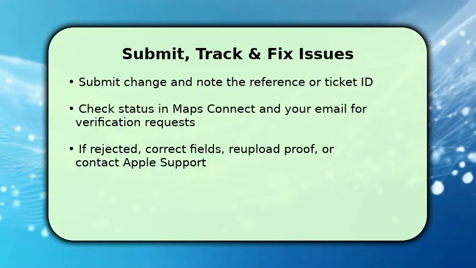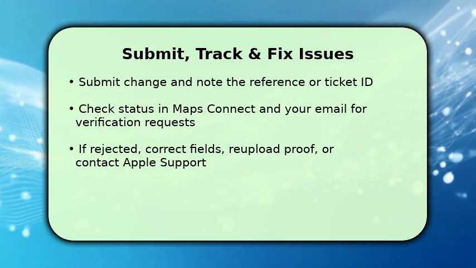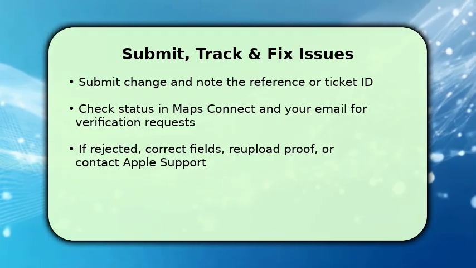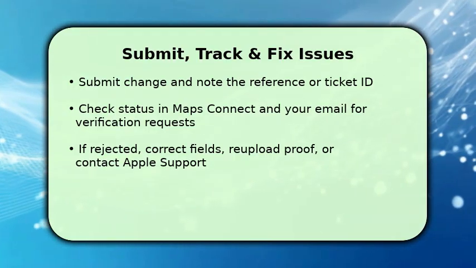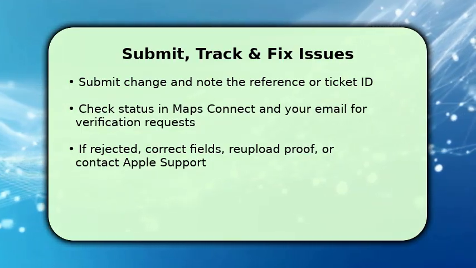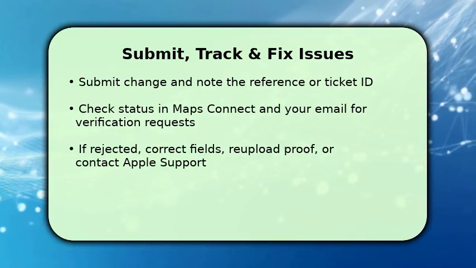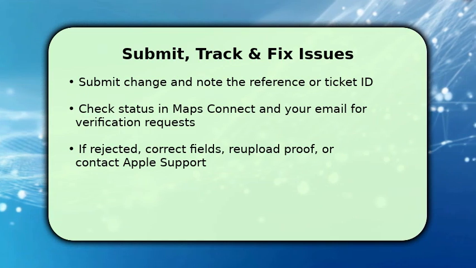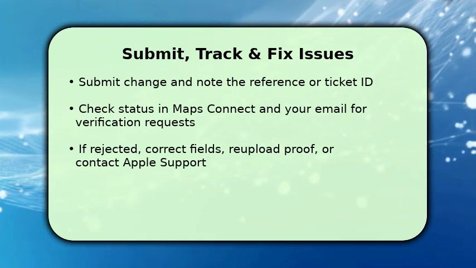Once approved, verify the live map entry and test directions from nearby points. If the change is rejected, compare the rejection reason to your submission, correct any mismatched fields, reupload clearer proof, and resubmit. If persistent issues remain, contact Apple support with your ticket ID to escalate the verification.